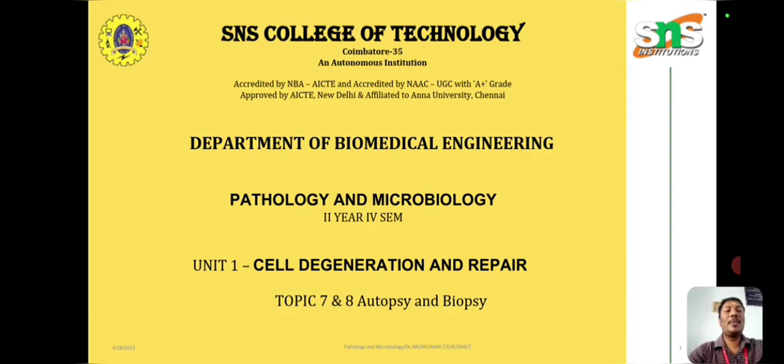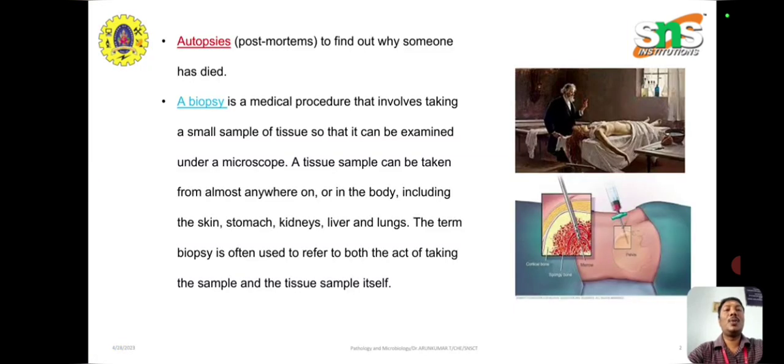Today we are going to see about the topic called autopsy and biopsy, Unit 1, Cell Degradation and Repair. So first we are going to see what is autopsies, that is postmortems, to find out why someone has died. A biopsy is a medical procedure that involves taking a small sample of tissue so that it can be examined under a microscope.